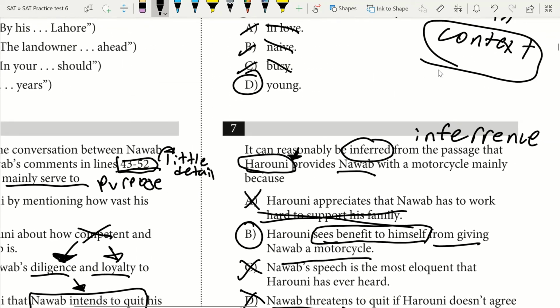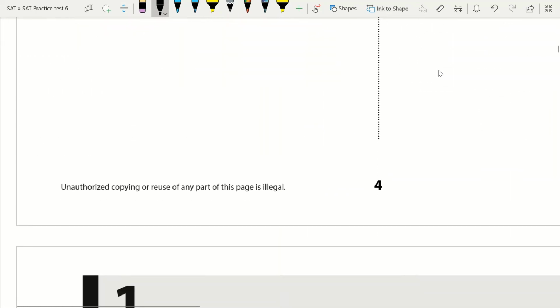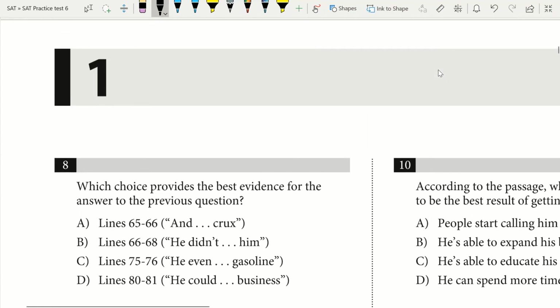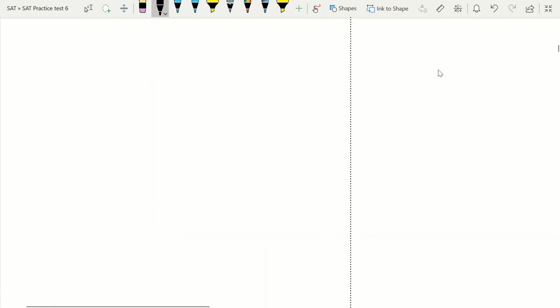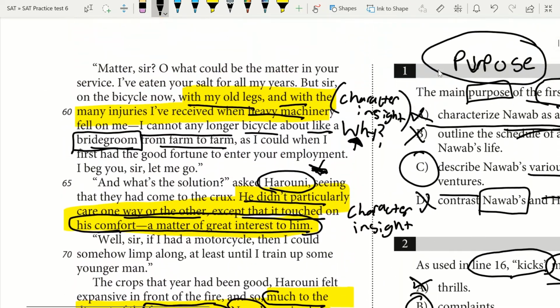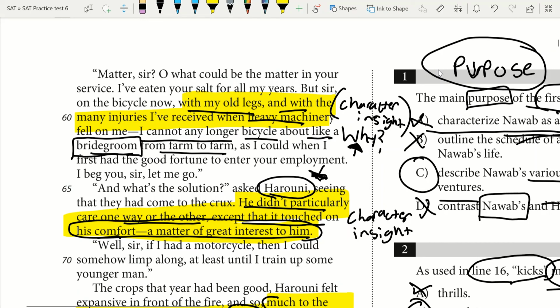All right, so now we got question 8. Question 8 is evidence. So I'm going to look for where we talk about him only making decisions if it comforts him. I think that was right around the late 60s, I believe, right here. Okay, I highlighted this and I talked about it giving character insight into Haroni. I'm going to use a blue pen just so you can see this better real quick. Let me switch over. Okay, it's right here.